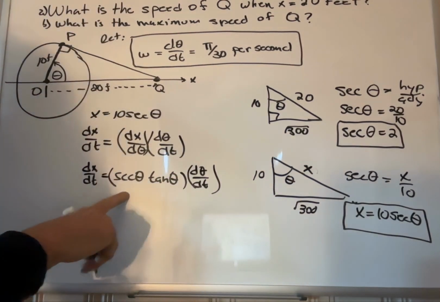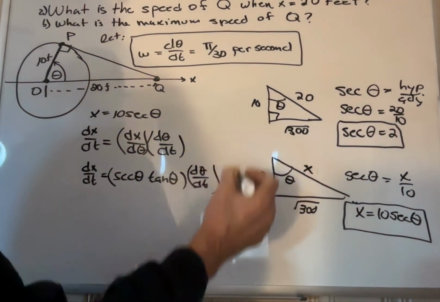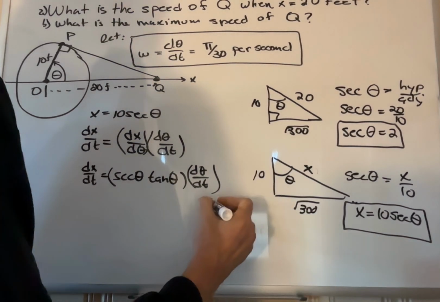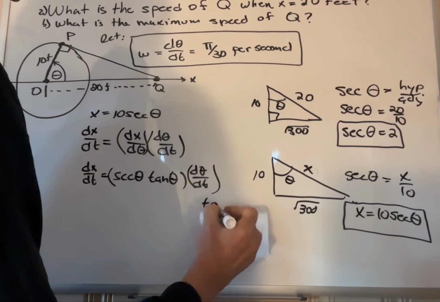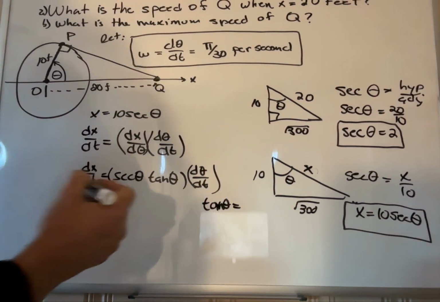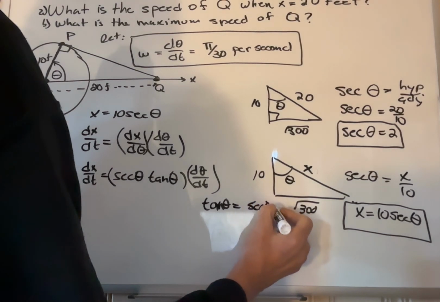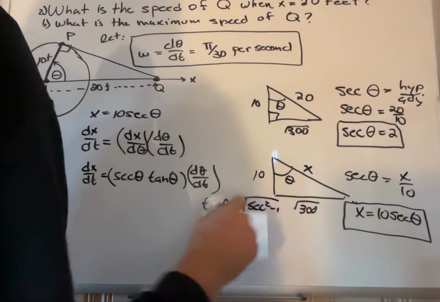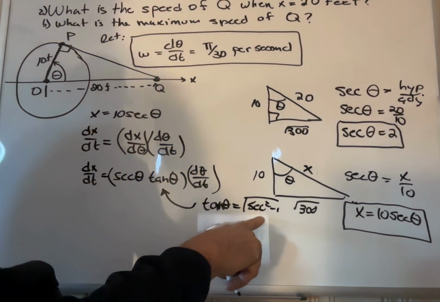All right, so let's see. We already know secant. We already know that as being 2. We don't know what tangent is, but I do know this identity, that tangent theta is equal to the square root of secant squared minus 1. So now we can just put our numbers in.